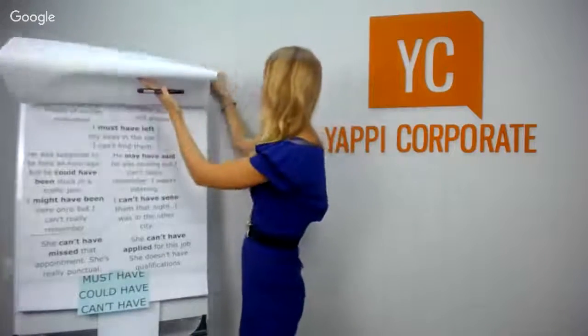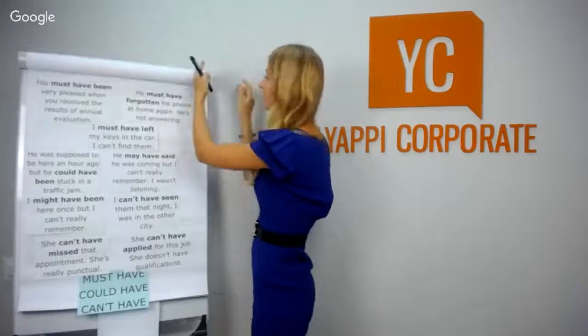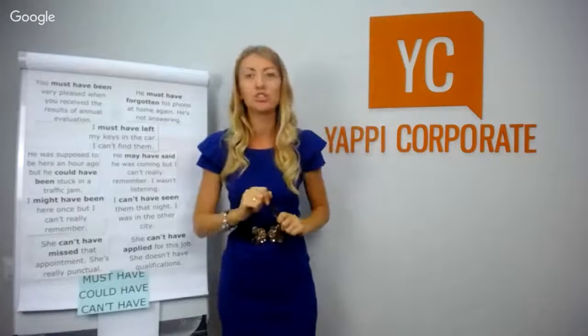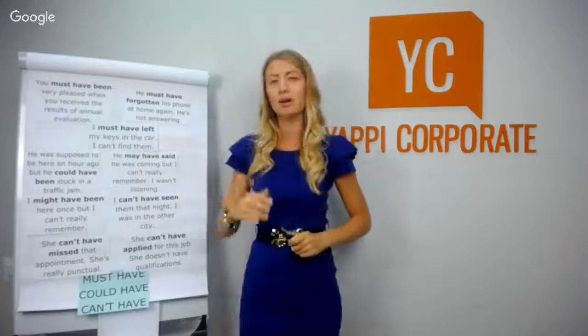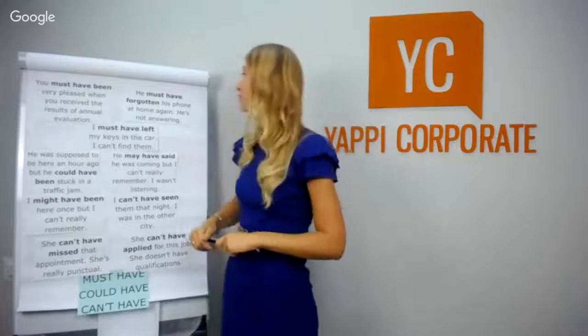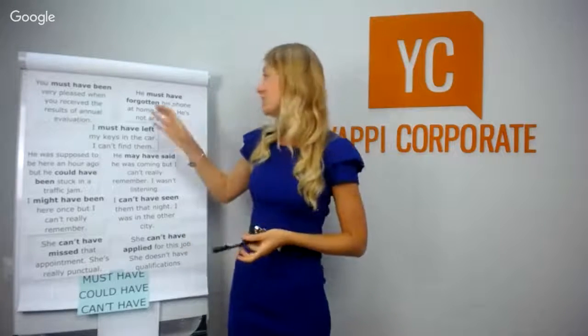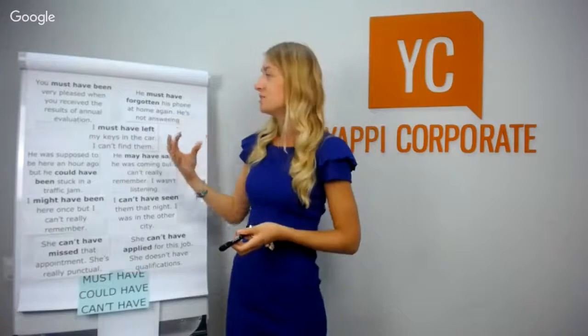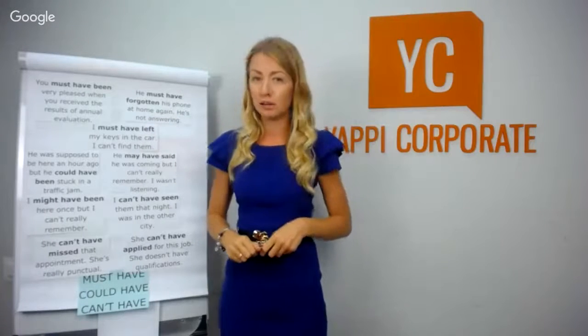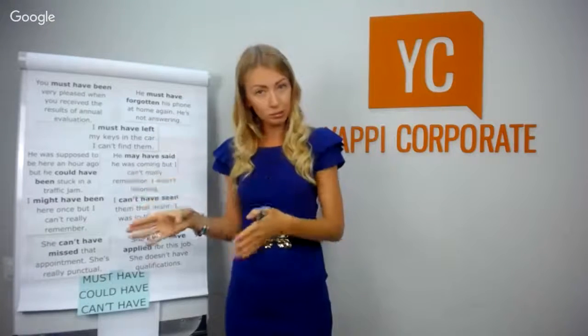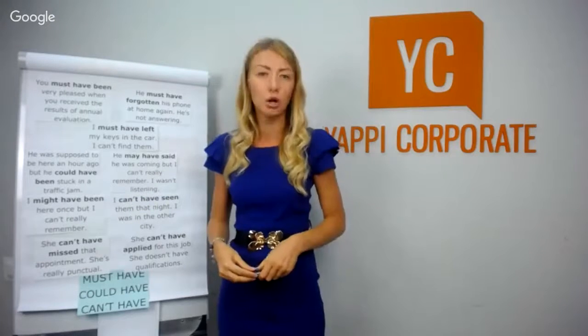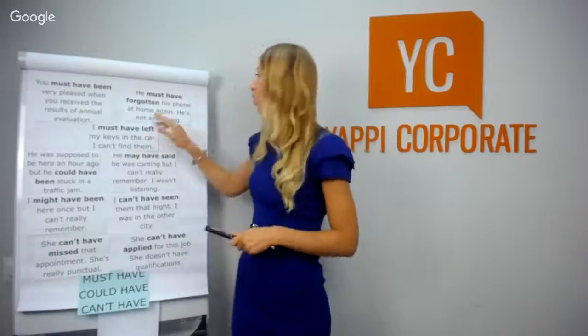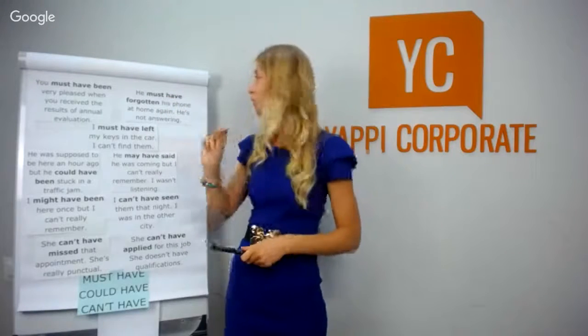And of course, you would like to prove all that information with examples. So I'm going to provide you with these examples. Let's have a look. You must have been very pleased when you received the result of the annual evaluation. You must have been pleased means I'm sure that you were pleased because I know how important it was for you. Or, he must have forgotten his phone at home again.